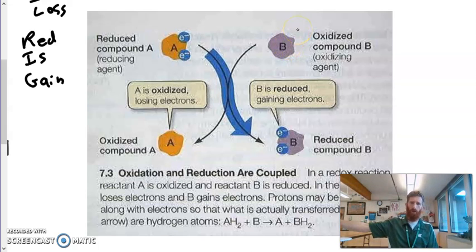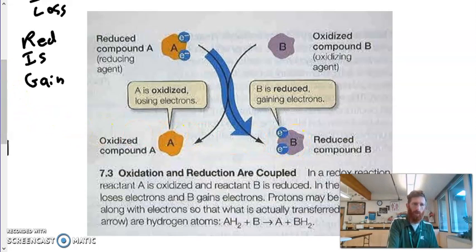Again, in a land far, far away before time began, right? It's already been oxidized. Not really, but before time began, it had already been oxidized. So it's the oxidized compound. It's the oxidizing agent. It's going to allow A to be oxidized. It's going to accept the electrons, and compound B itself is going to be reduced.